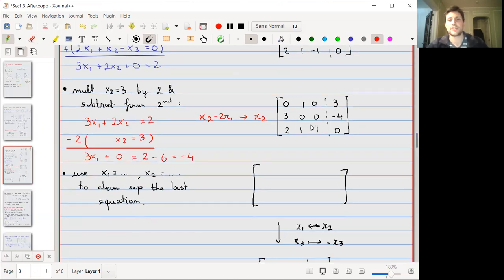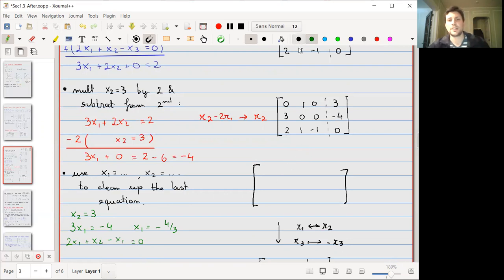Okay. Now, let's clean this matrix up. Well, first of all, notice that we have x2 is equal to 3. That's something that we found in the first step. Now we have this other equation here, which is 3x1 is equal to minus 4. In other words, x1 is equal to minus 4/3. And now we can use these to get rid of the variables in the last equation. The remaining equation is 2x1 plus x2 minus x3 is equal to 0.